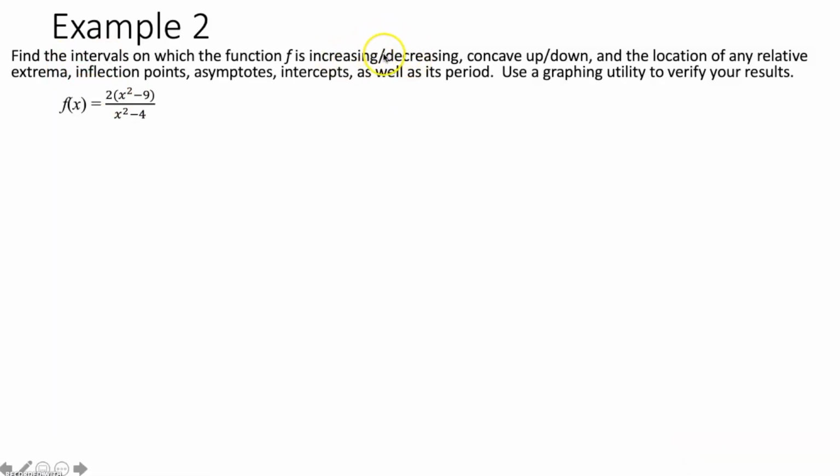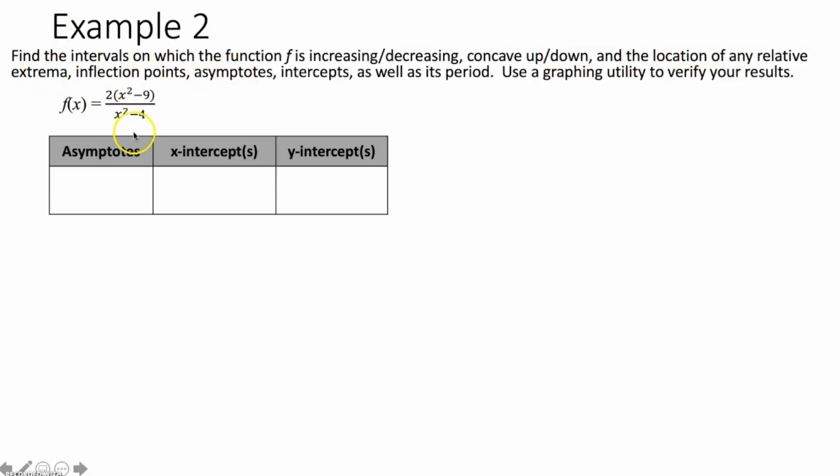Now that we figured out the increasing and decreasing intervals, the concave up and down intervals, the relative extrema, and the inflection points, we need to determine the asymptotes and the intercepts. So asymptotes, we already said that this function has vertical asymptotes at x is equal to negative 2 and x is equal to positive 2. Horizontal asymptotes, though, we know that this function actually will have a horizontal asymptote because we have a rational function which has the same degree in the numerator that it does in the denominator, which means that it's going to have a horizontal asymptote at y equals whatever the ratio of the leading coefficients is. Well, that would be 2 over 1. So this is going to have a horizontal asymptote at y equals 2.